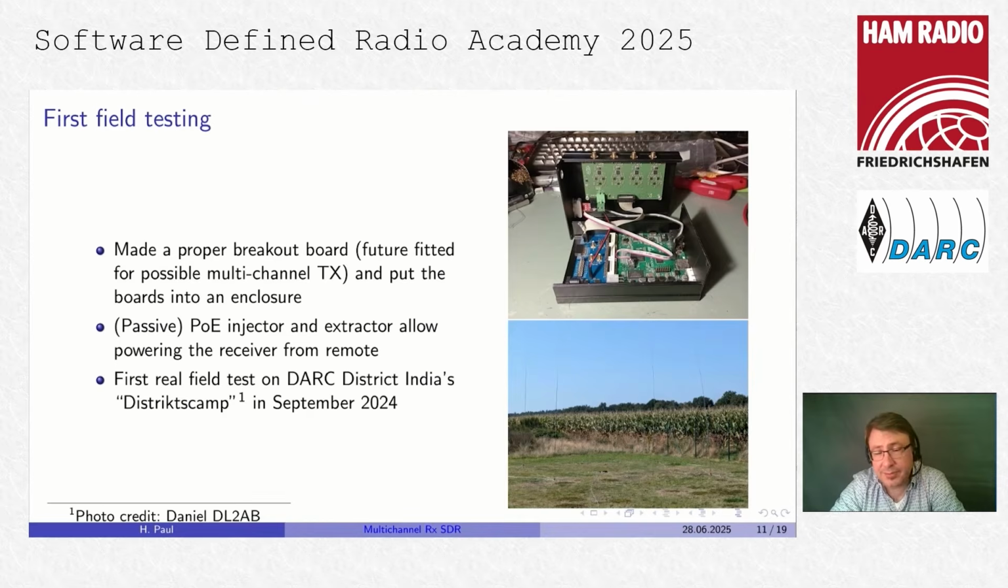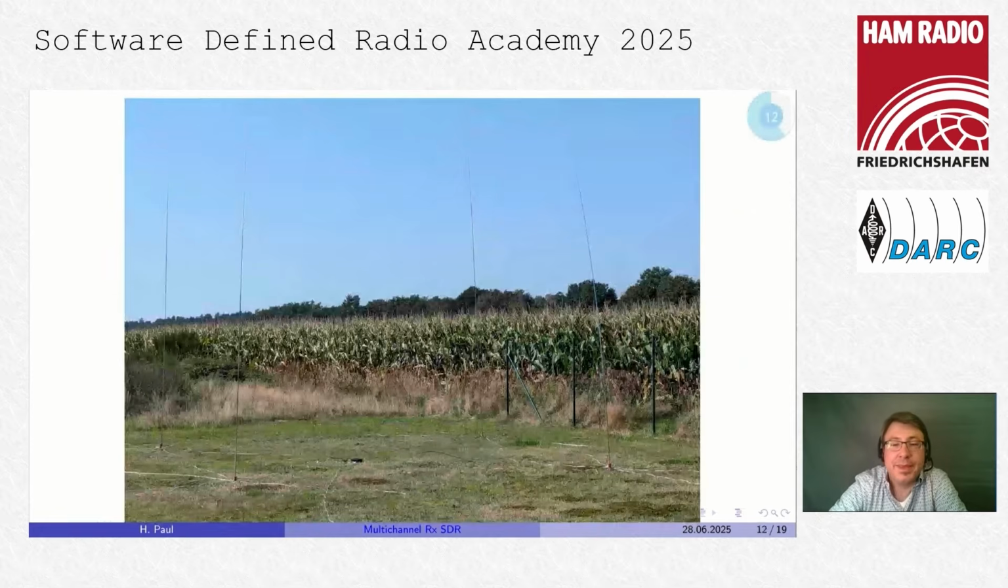And then September came, and I had the first opportunity to try out my Foursquare antenna under realistic conditions. Every year around September, our district, district Nordsee, has a camp on a camping site in Wildeshausen, northern Germany, and it's always a nice meetup and always the opportunity to try out things. And I thought this was the perfect opportunity to try out my receive array.